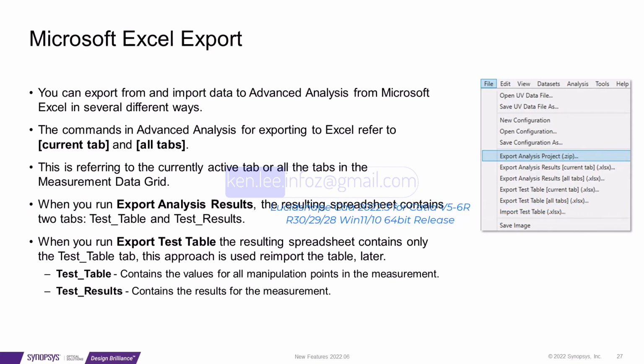When you run Export Analysis Results, the resulting spreadsheet contains 2 tabs, Test Table and Test Results. When you run Export Test Table, the resulting spreadsheet contains only the Test Table tab. This approach is used to re-import the table later. Test Table contains the values for all manipulation points in the measurement. Test Results contains the results for the measurement.